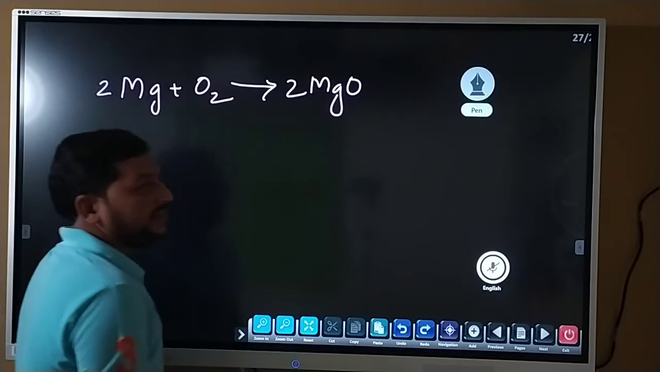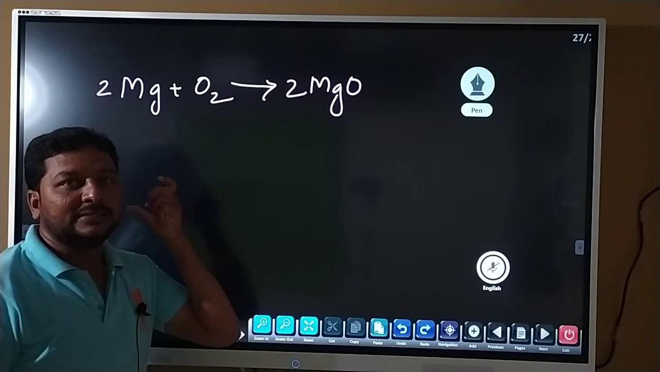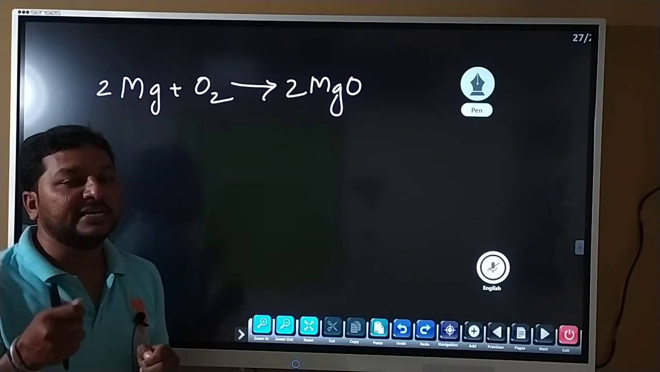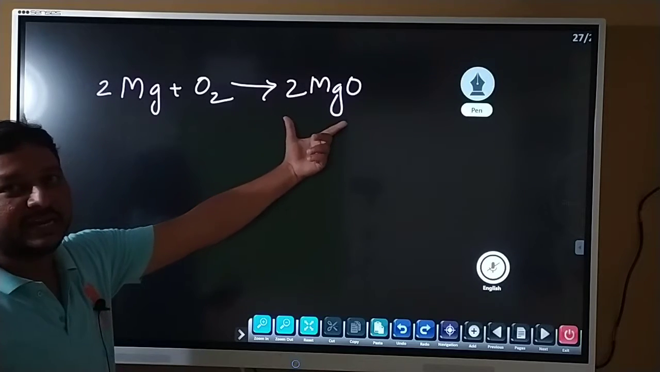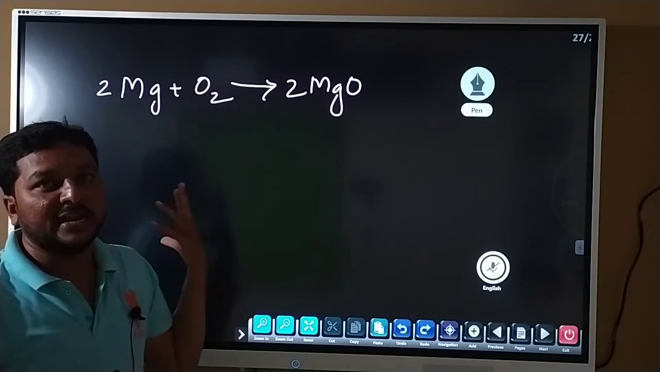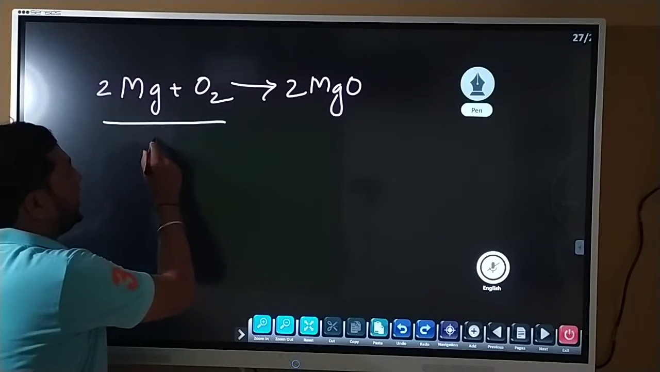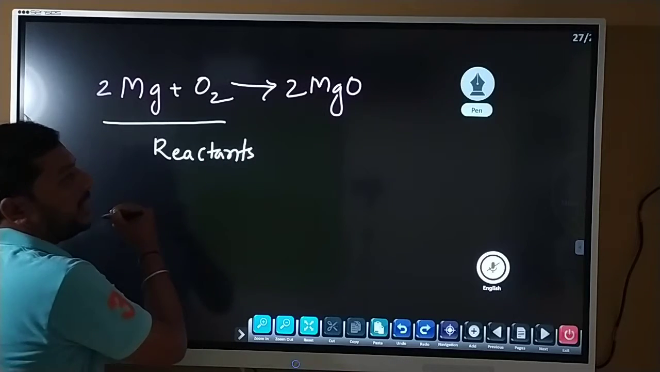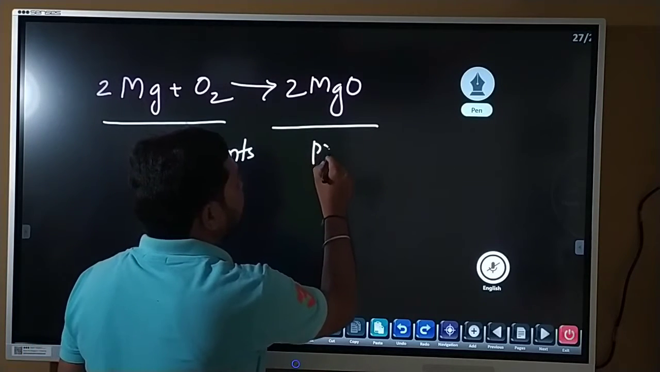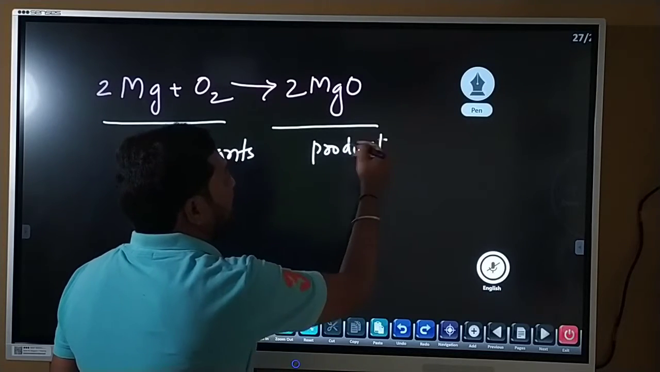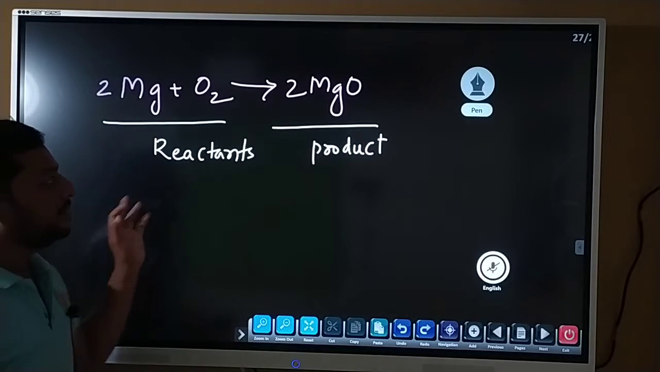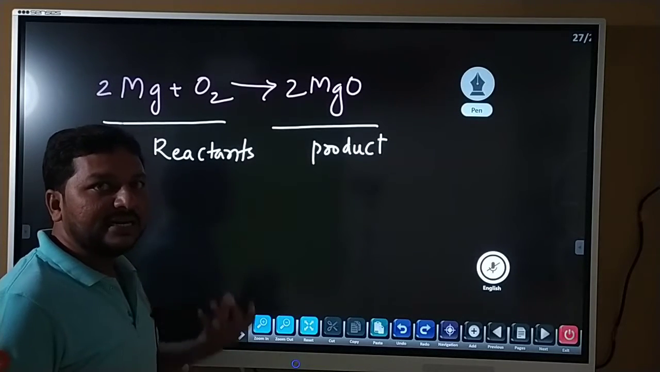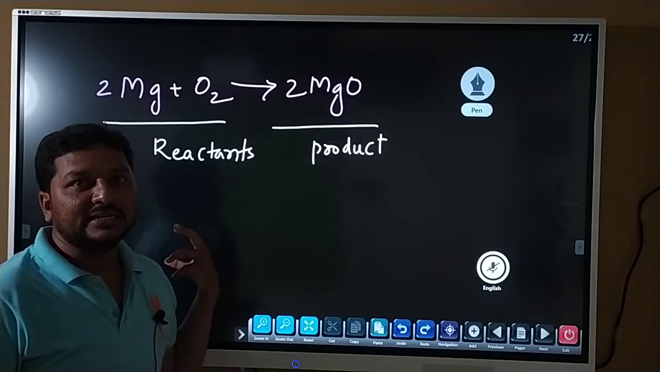Next, there is another reaction. I think you recall this one; we discussed it in the first class experiment. Magnesium ribbon is heated in the presence of oxygen, and we get magnesium oxide. This is also chemical combination, because two reactants combine and form a single product. Two or more reactants combining to form a single product is called chemical combination. These are certain examples we discussed in the class.